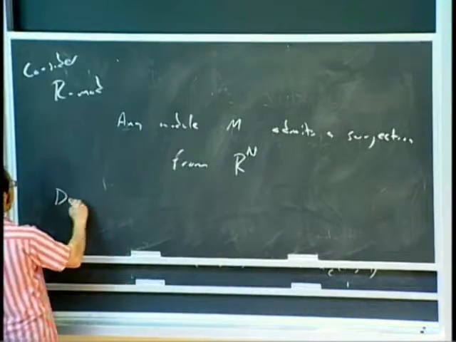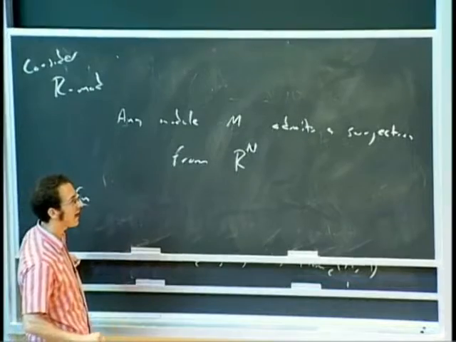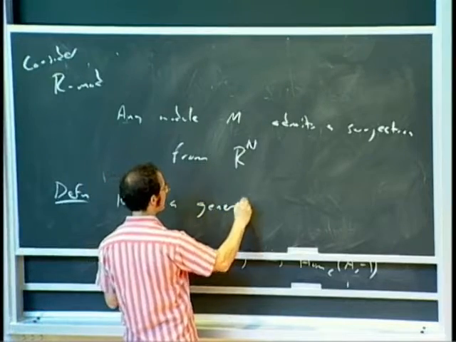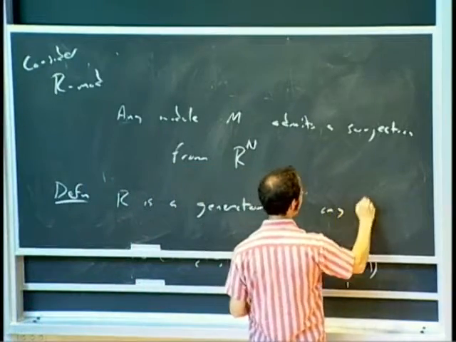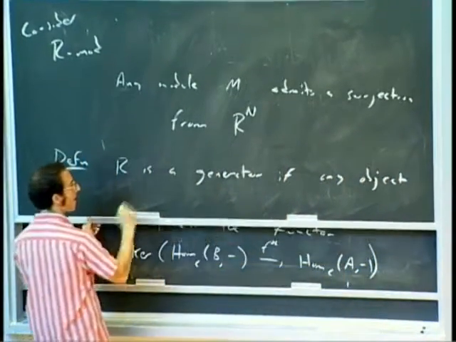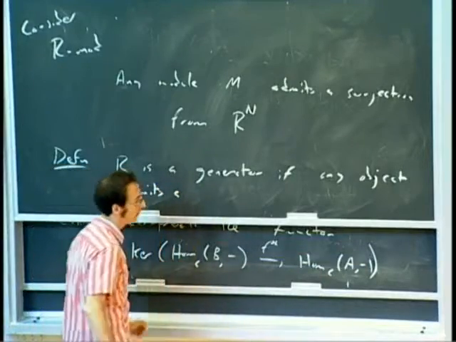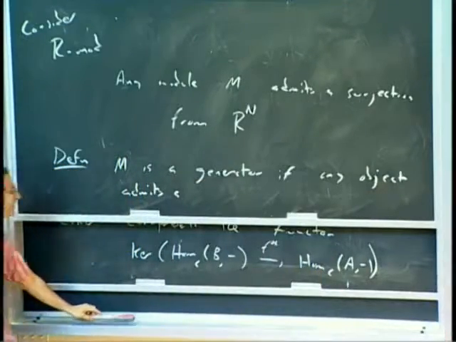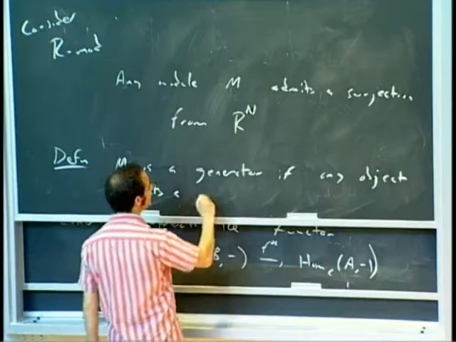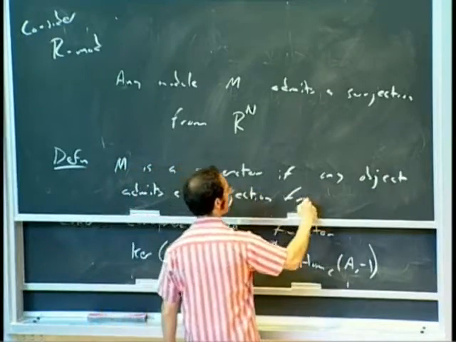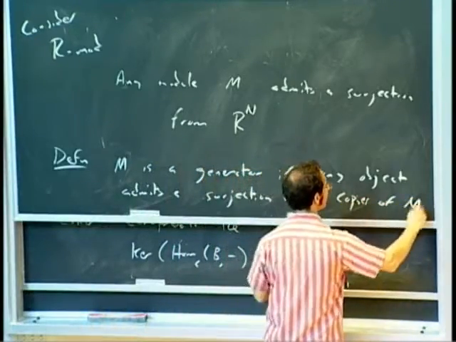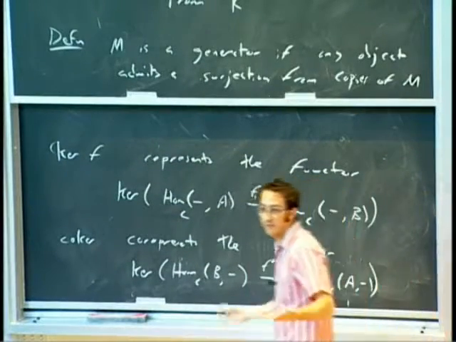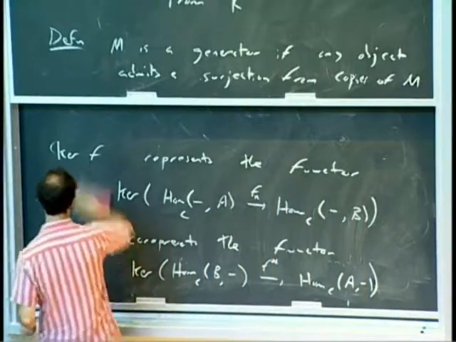So we'll make a definition: an object M in our putative category C is a generator if any object admits a surjection from copies of M. And projective means the generalization of projective in the usual case, namely in terms of the lifting property.